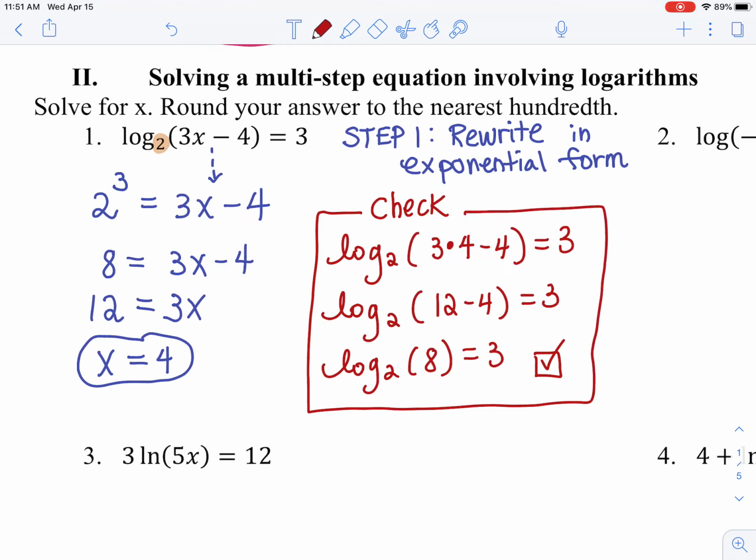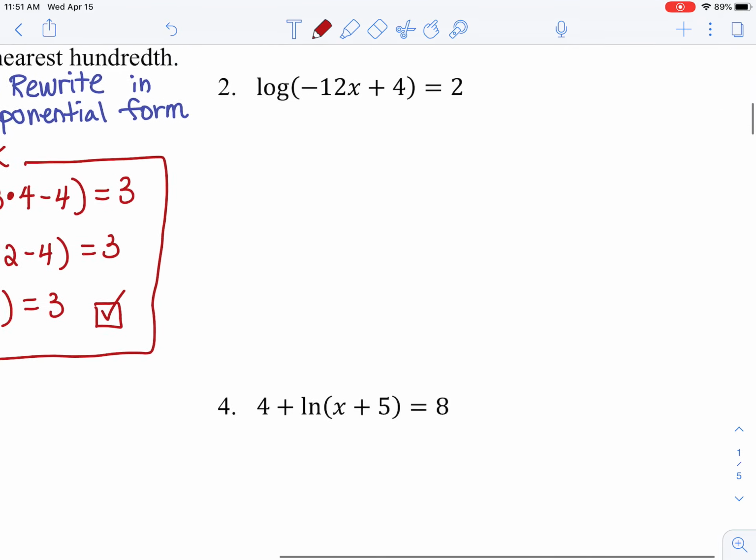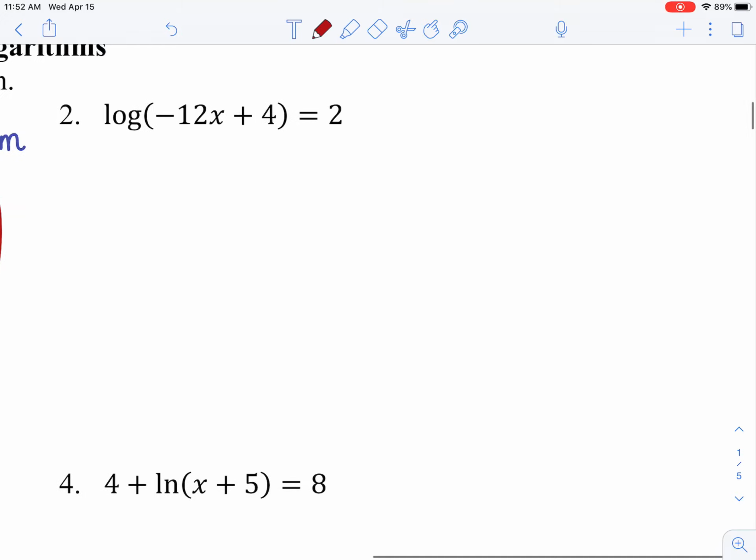Now, all of these just came out to be good answers, but I want to show you one of them. We'll see that one of them, the check actually finds out, oh, it's really not a solution. So then we're going to have to just cross out the solution. But let's keep going. Let's solve a couple more. Now, this one's a little different. At least the log is isolated and all by itself on the left side of the equation. But what's the base? Because we may ask that question. We need to rewrite this in exponential form. What is the base?